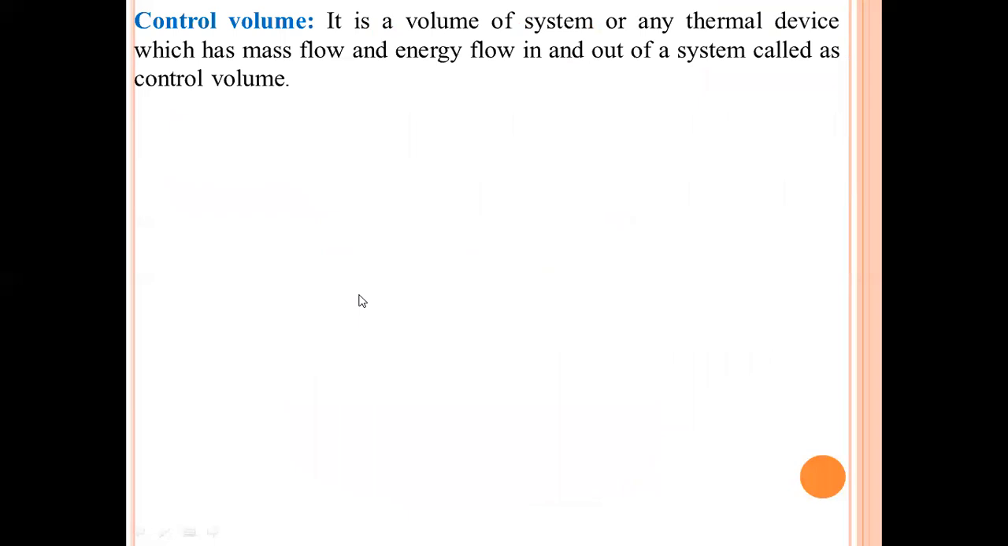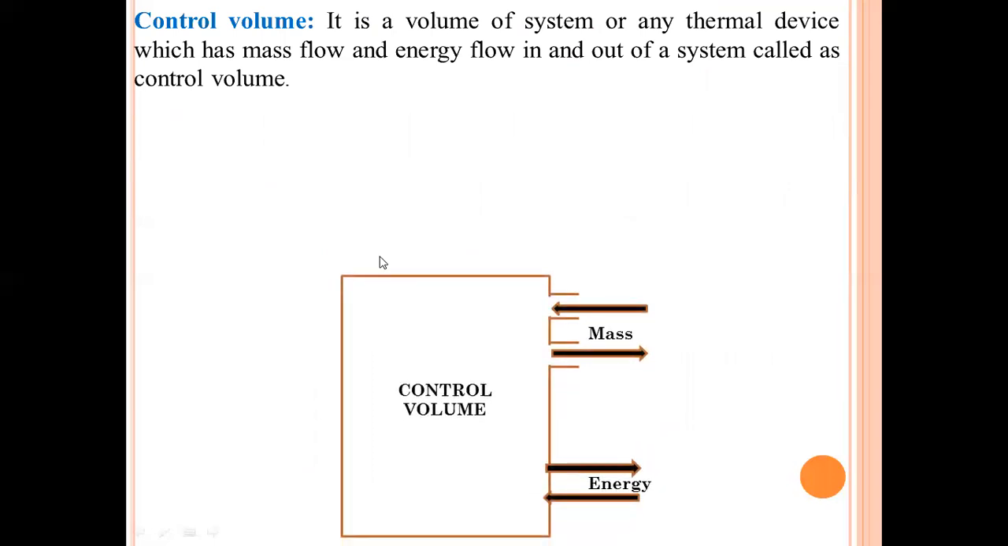The fourth term is control volume. It is the volume of a system or any thermal device which has mass flow and energy flow in and out of the system. Means the quantity of volume in which mass and energy flow in and out of the system. That volume is called the control volume of that system.